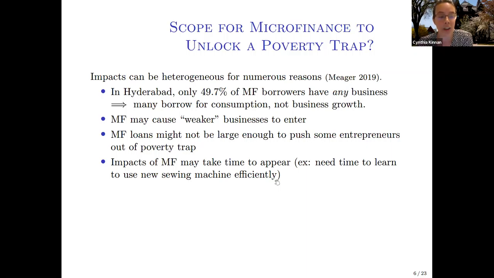So that's a first order dimension of heterogeneity that suggests some households are going to have different impacts than others. Also, and I'll talk about this if I have time, there are both theoretical and empirical reasons to think that microfinance may cause so-called weaker businesses to enter, businesses who may not have been able to enter entrepreneurship in the absence of access to credit. And that can be another reason why, if we look at the treatment group on average as compared to the control group, we may see attenuated impacts on business outcomes if the composition of who owns a business in the treatment group has changed.